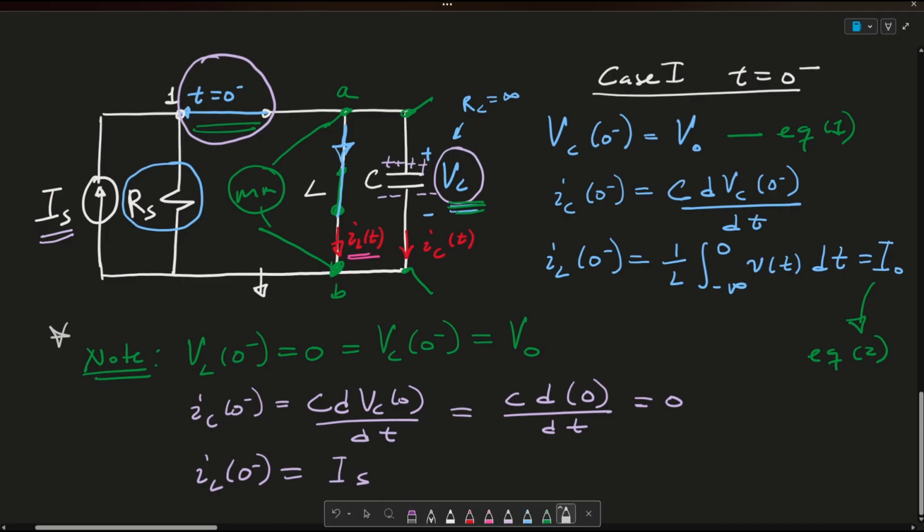Again, this is just a special notice in the case where my circuit has reached steady state. As a result, these are my initial conditions. But for this video, we're going to consider a general case where these here are my initial conditions. I hope this makes sense.